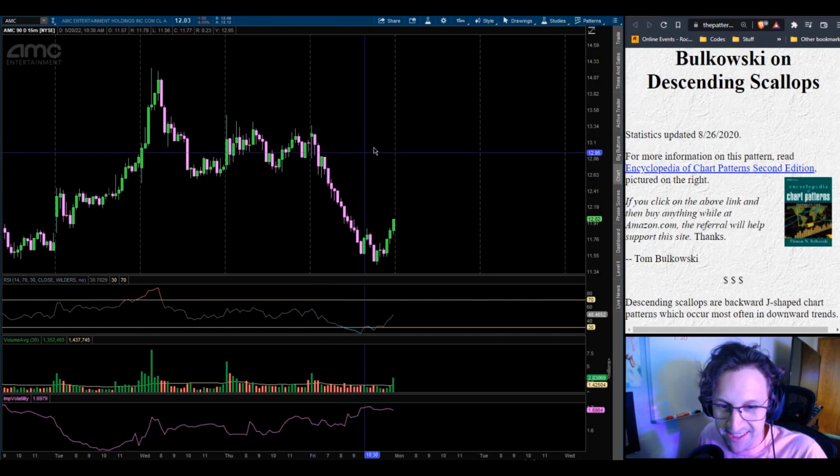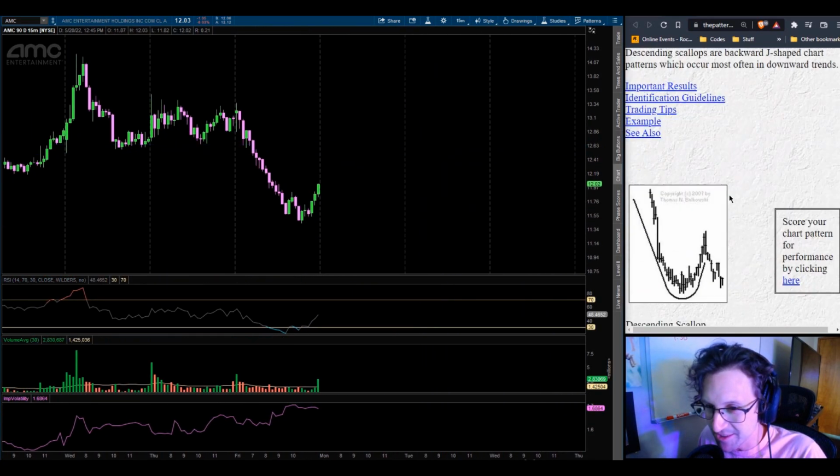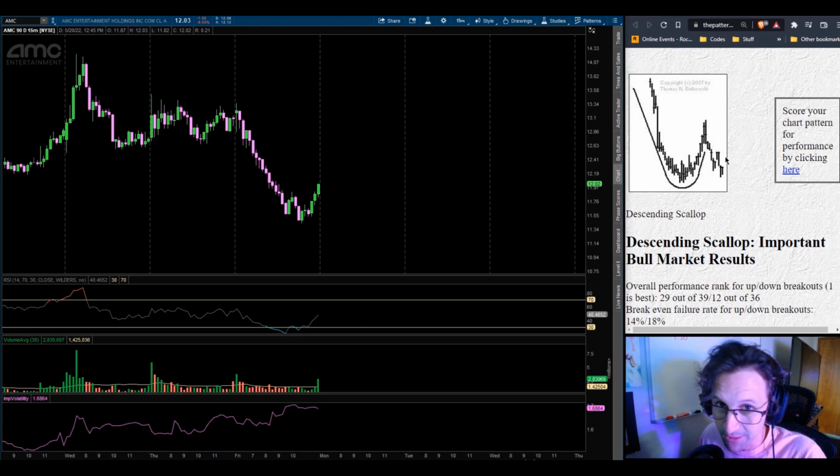And let's get into the analysis. Here we have it. This is a descending scallop. You can see that here pretty clear. I went over that on Friday. I'll just go over it again since I have so many new followers from that video yesterday.